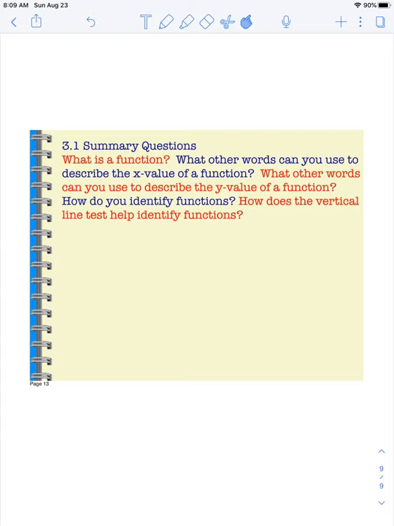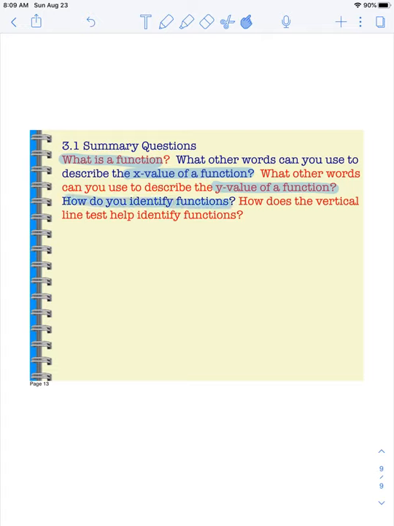All right, let's wrap it up with some summary questions. What is a function? Look back at the vocab on the first page. A function is a relation where each input is paired with exactly one output. What other words can you use to describe the x value of a function? The x value is the domain or the independent variable or the input. So we have 4 ways to describe x. X, input, independent variable, domain. What other words can you use to describe the y value of a function? We have output, range, and dependent variable.